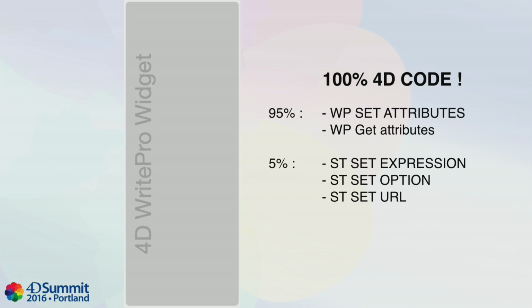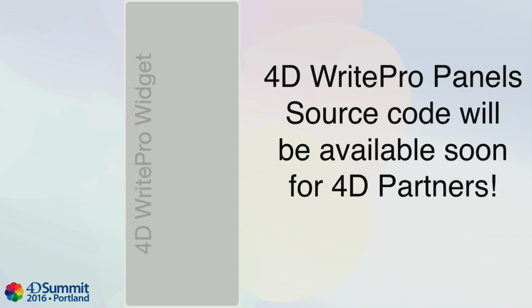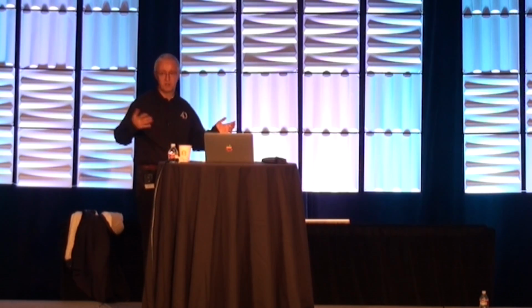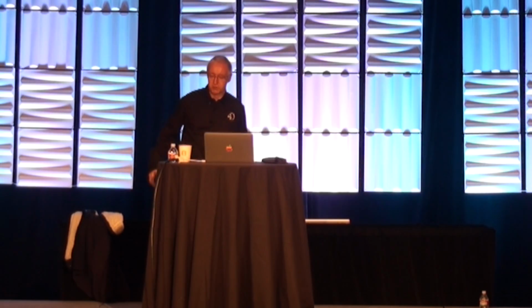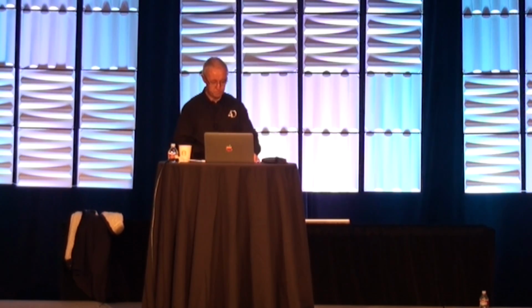And the 5 missing percent are again WP SET EXPRESSION, WP SET OPTION, WP SET URL that are used mainly in the last panel to set up the 4D expressions and the URL and whatever. The good news is the 4D Write Pro panel source will be available soon, maybe in R5 or R6 for our partners. So we'll be very happy to share our code with you. So I think it's time for a demo now.